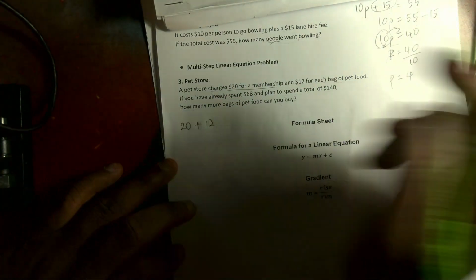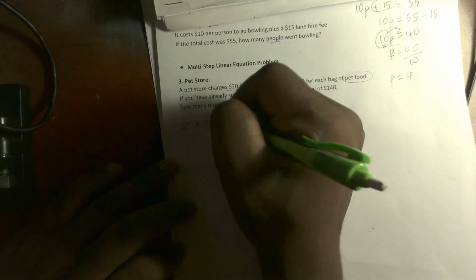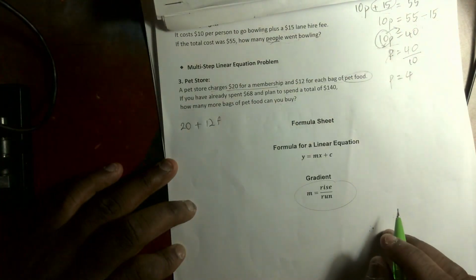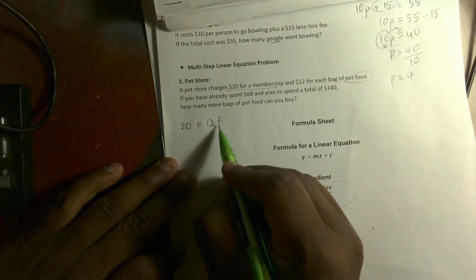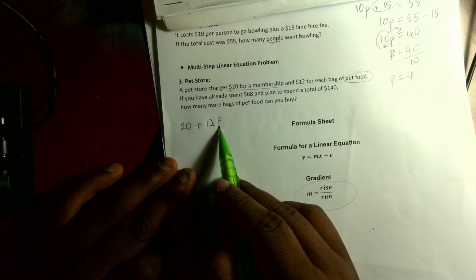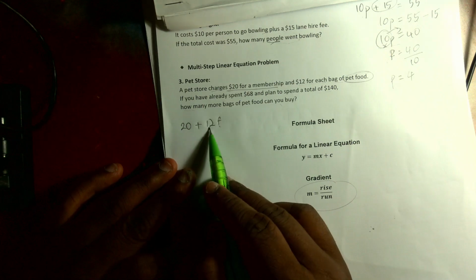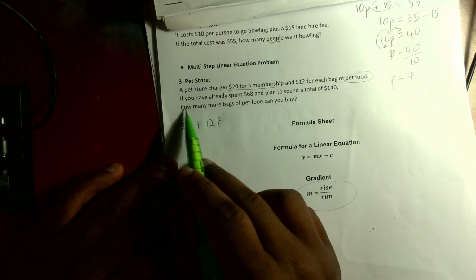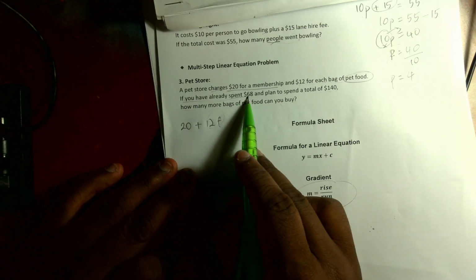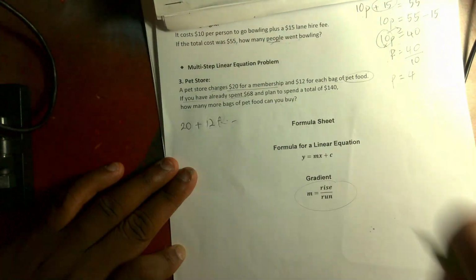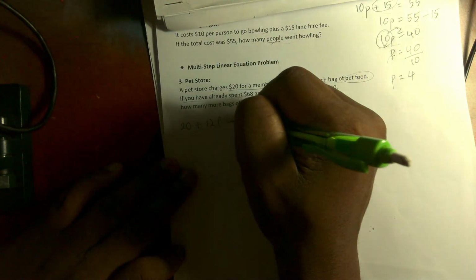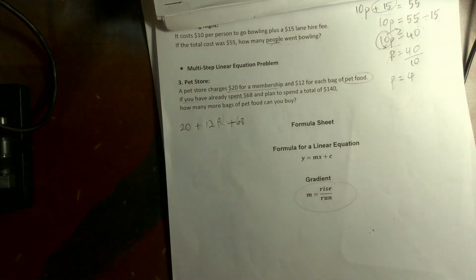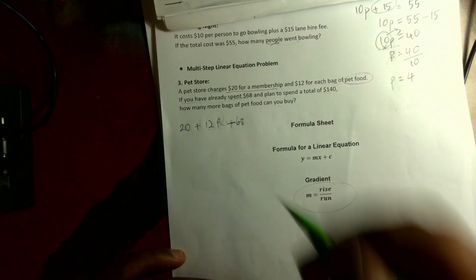Plus $12. We're looking at pet food, so I'm going to use the variable F for food. So that's going to change. So every time, the more bags you buy, the higher this cost gets. But it already tells you you've already spent $68. Which means we're going to add $68 here. And all that is going to equal to $140.